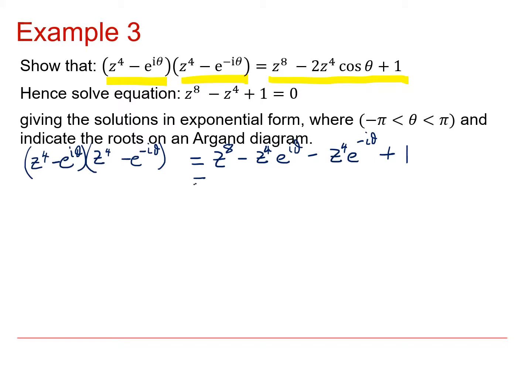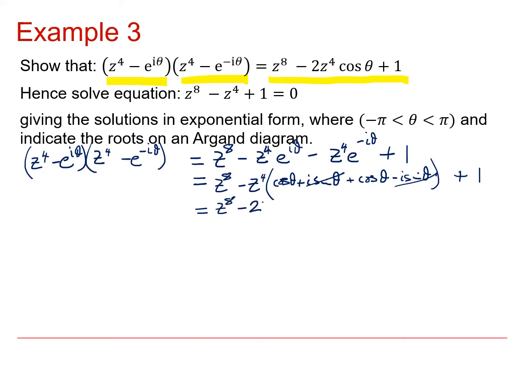If I look at what I've got in the middle here, I've got z to the 8 at the beginning, and then I've got a minus z to the 4 times e to the i theta is cos theta plus i sine theta, and e to the minus i theta is cos theta minus i sine theta, and I've got my plus 1 on the end. These two bits are going to go, leaving me with just z to the 8 minus 2z to the 4 cos theta plus 1 as required.